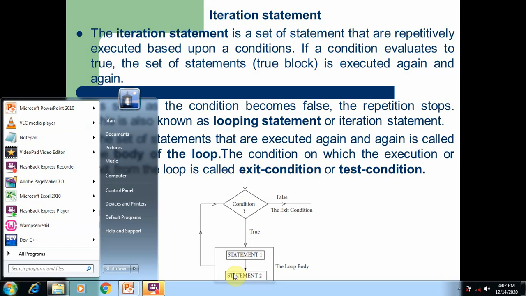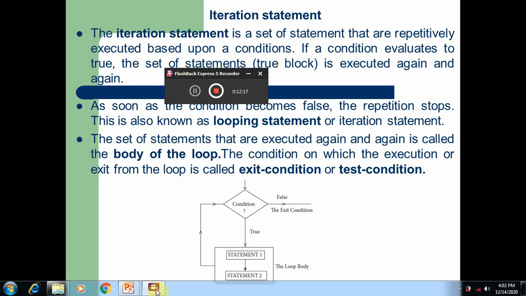So I hope you understand these three statements of a C++ program. This is not only the same for C++, it is also the same for all programming languages. I hope you understand these programming statements.